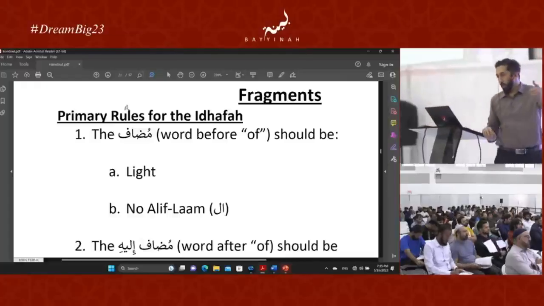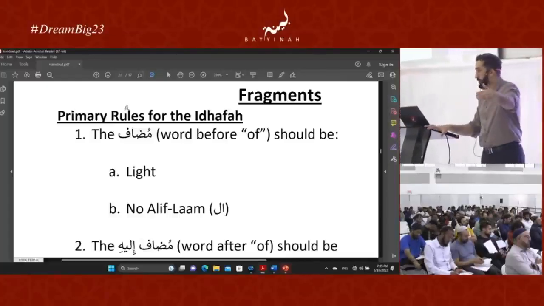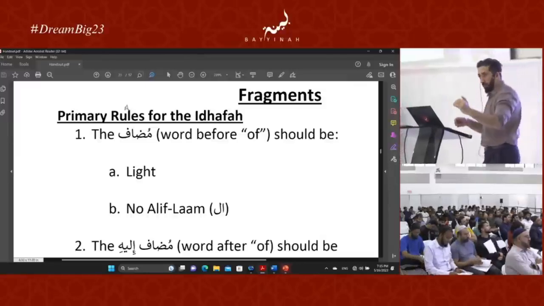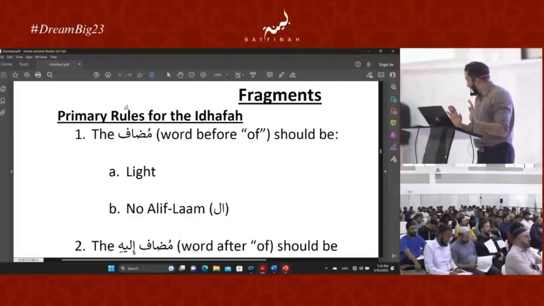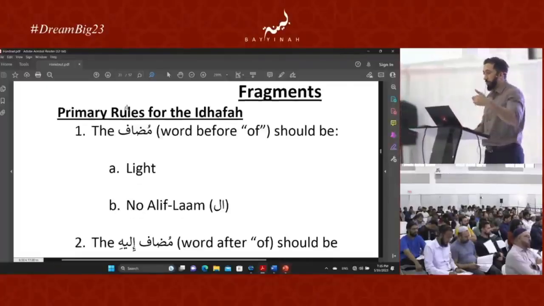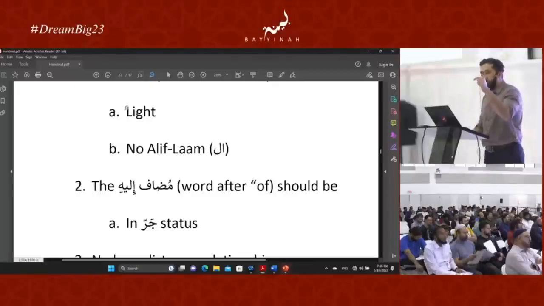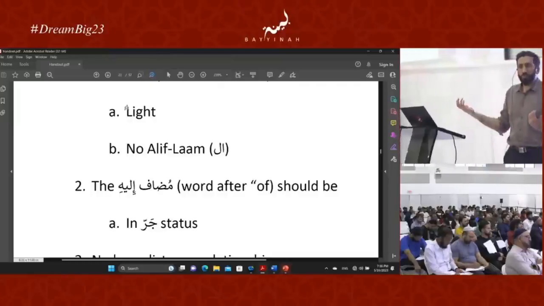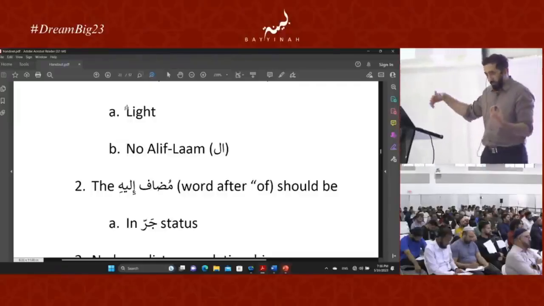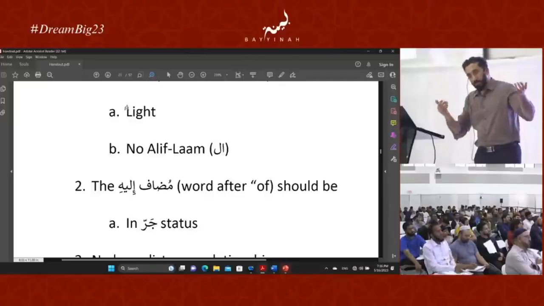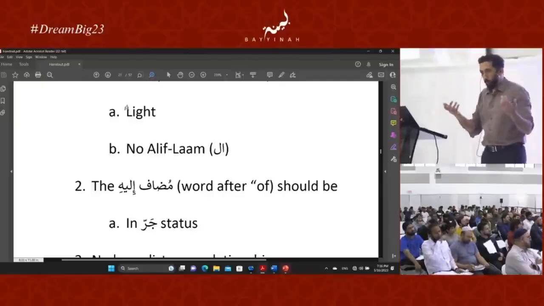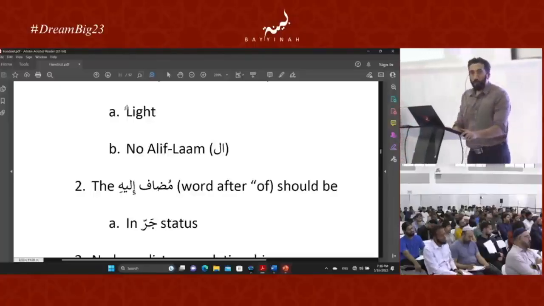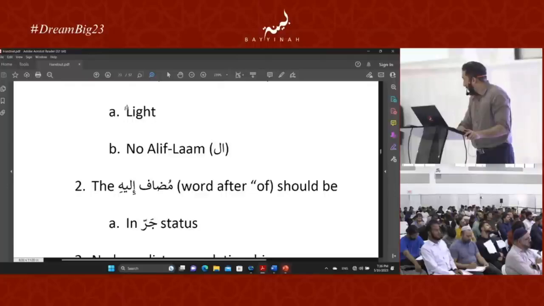What does idafa mean? Mudaf and mudaf ilayh together. Number 1, the mudaf, which is the word before the of, should be 2 things. What are the 2 things it says? It's light and no alif lam. We discussed this yesterday? Okay, good. The mudaf ilayh, the word after of, should be jar status, which is something we already knew. How did I define jar in the beginning? I said jar means after of, and now mudaf ilayh is after of. So jar and mudaf ilayh are like 2 words for the same thing almost. Jar is a little more than that, but for now it's okay. So every mudaf ilayh is jar.